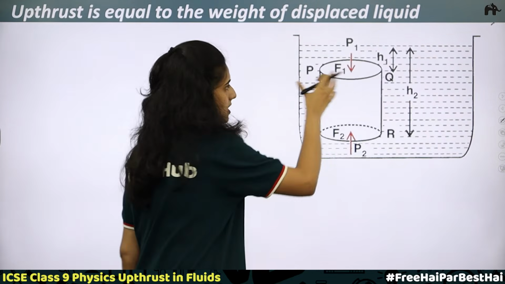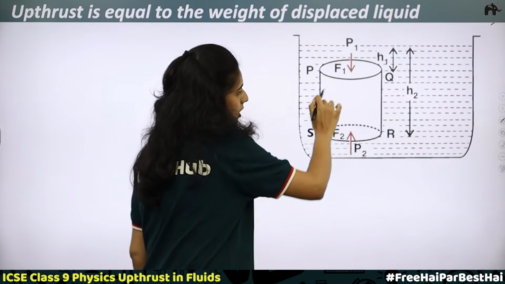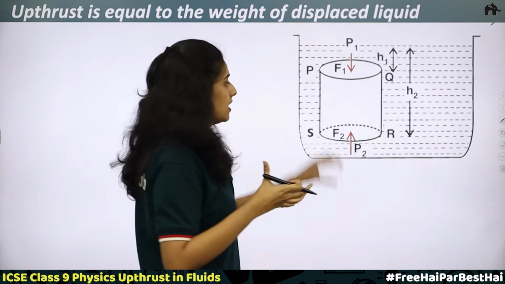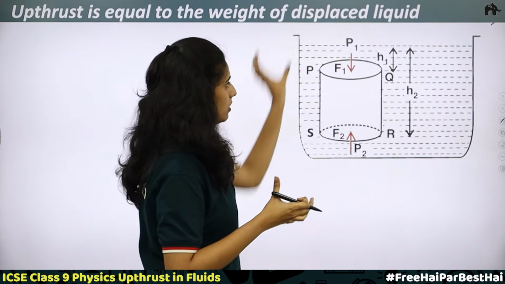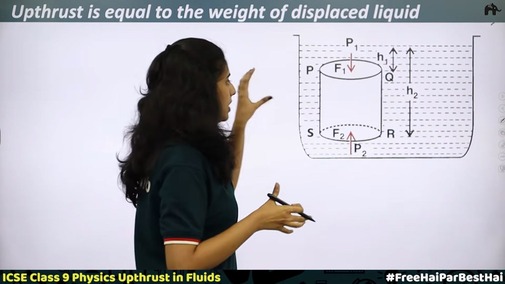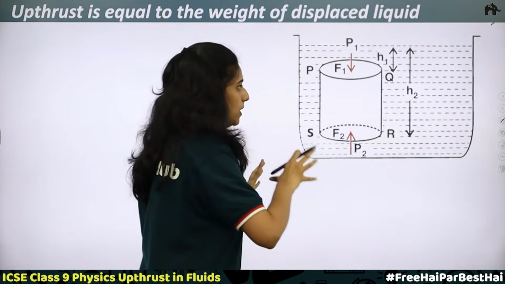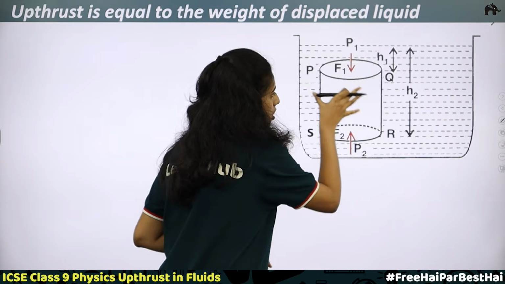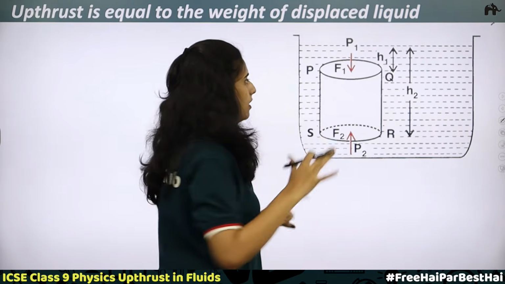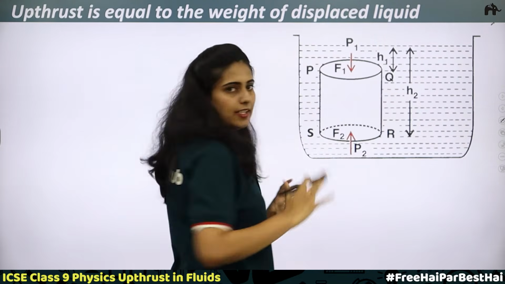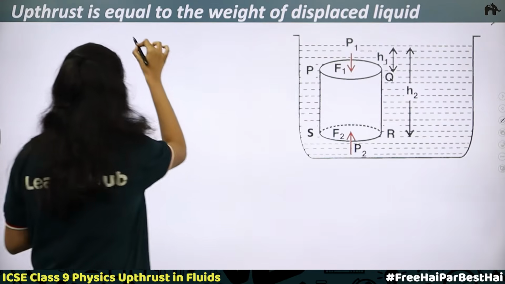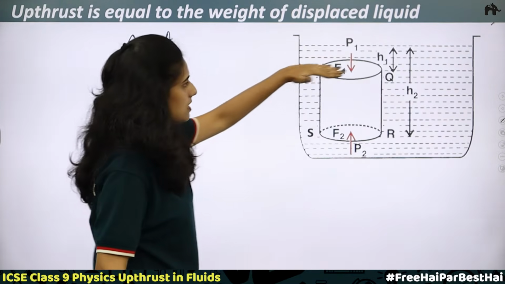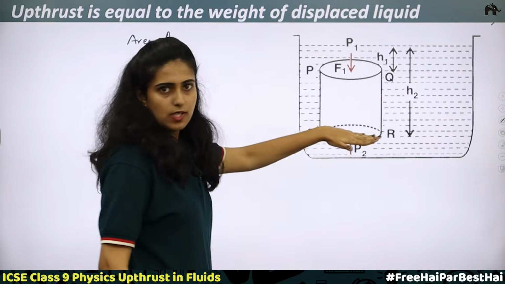When the object is submerged, say half of it is submerged in the liquid, that much volume of water will come out. It will have some weight. This weight will be equal to the upthrust that is exerted by the liquid on the object. Now, this is the object. Let us take its area to be A. This is the upper surface, this is the lower surface.